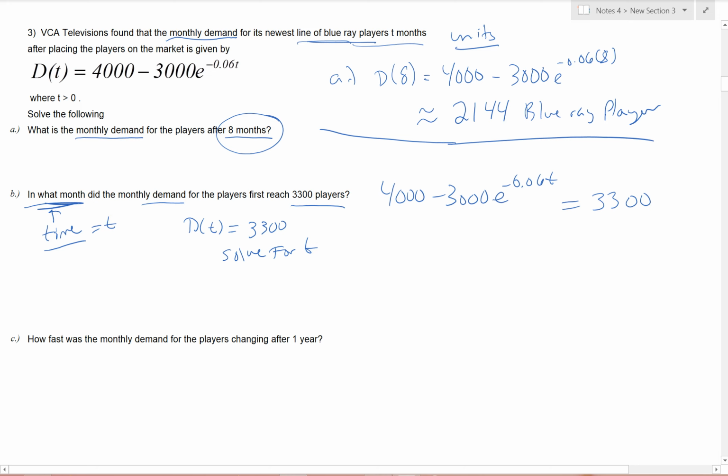We practiced these way back when we started exponentials and logarithms. We want to isolate the e term. So the first thing you do is subtract the 4,000, and you're left with 3,000 e to the negative 0.06t equals negative 700, and then divide out the 3,000. Now in this next step, make sure you're careful. Leave this fraction exact. No rounding.